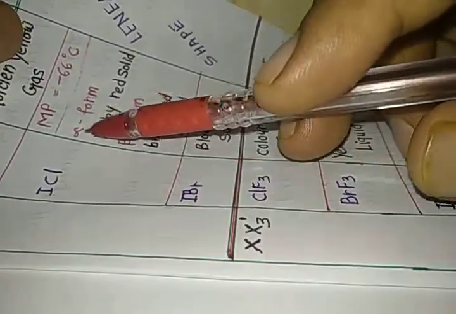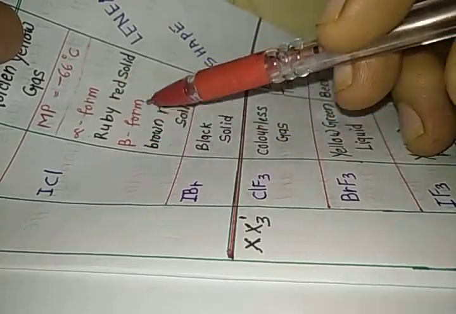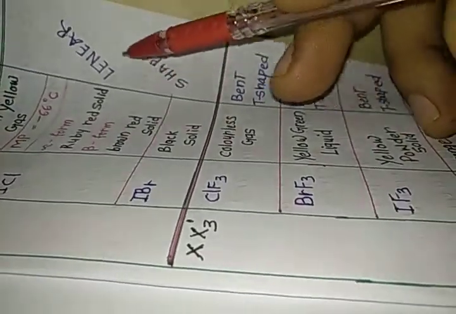Then ICl exists in two forms, alpha and beta. The alpha form is a ruby red solid and the beta form is a brown red solid. IBr is a black solid. All these XX' type compounds are linear in shape. Then we have XX'3. ClF3 is colorless and has a bent T shape.